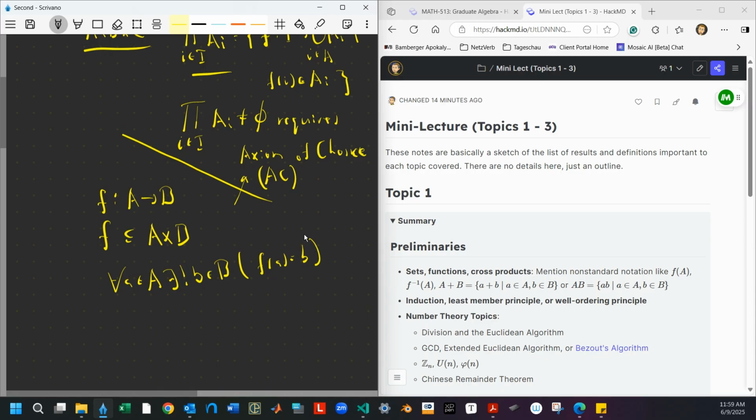Now, lots of things might get sent to the same b. That's not a problem. If for every b there's just one a such that f of a equals b, then we say the function is 1-to-1 or injective. If every b comes from some a, we say it's onto or surjective, right? And if it's 1-to-1 and onto, it's bijective, and in that case, it would have an inverse function.